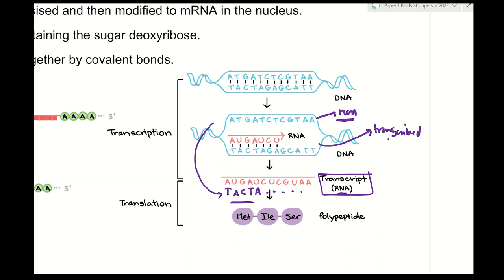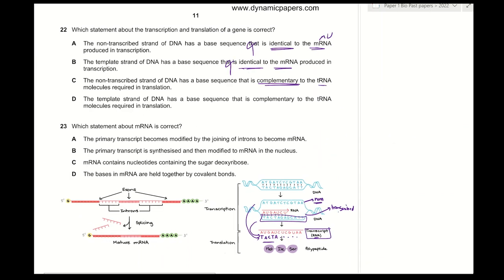Now, here it's assuming for D that the transcribed strand, this one, is going to be complementary to the tRNA. Now, this is incorrect. As you can see, they are not complementary. They are almost identical. Therefore, the correct answer is going to be C.